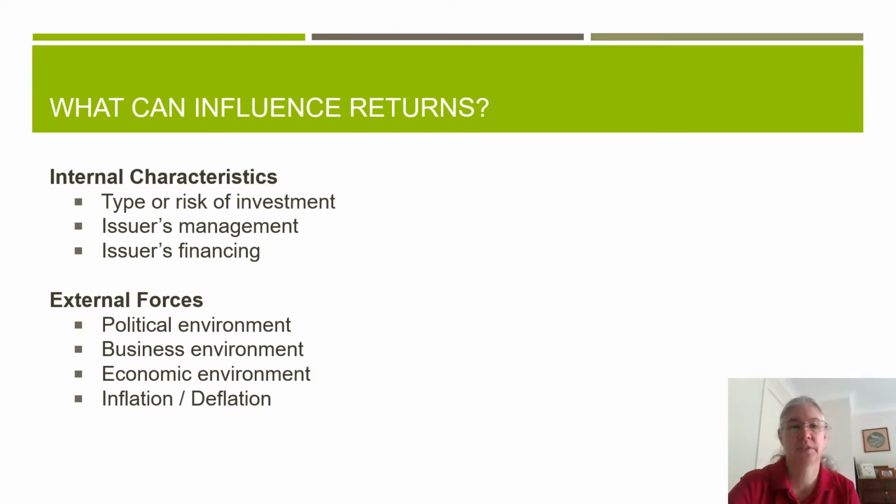So what can influence returns? Well, think about the individual investment and what are its internal characteristics. So what is the type of the investment or risk? Think about a term deposit. So that type would be cash. What's the risk? Very low risk with a bank. What's the issuer's management? Well, if you're going with one of the main banks, you'd be fairly confident that it's managed well. And what's the issuer's financing that they're using behind the scenes? So those are the internal characteristics.